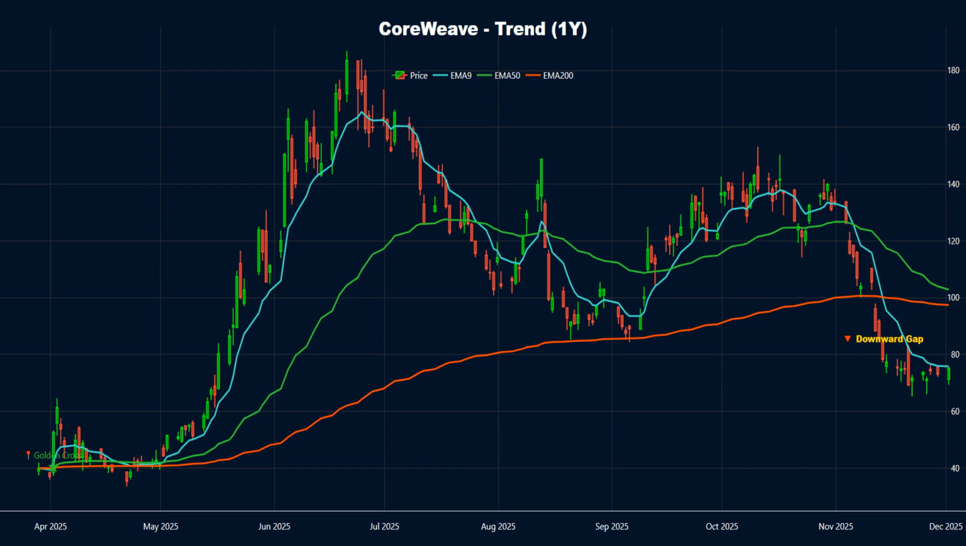There is a downward gap between $85.00 and $85.32 that remains unfilled. A move to close this gap would mean about a 13.4% rise from here.